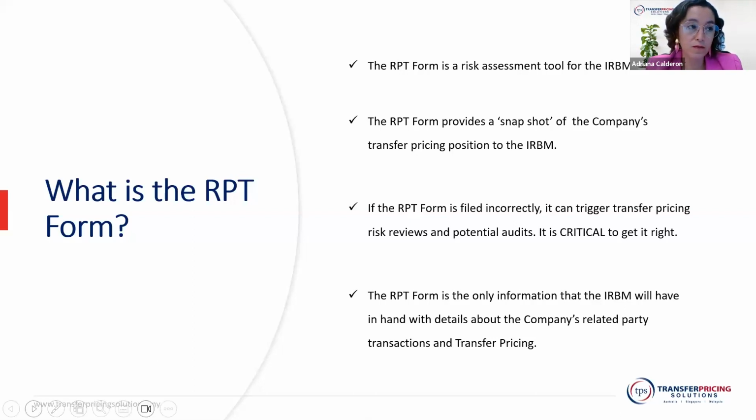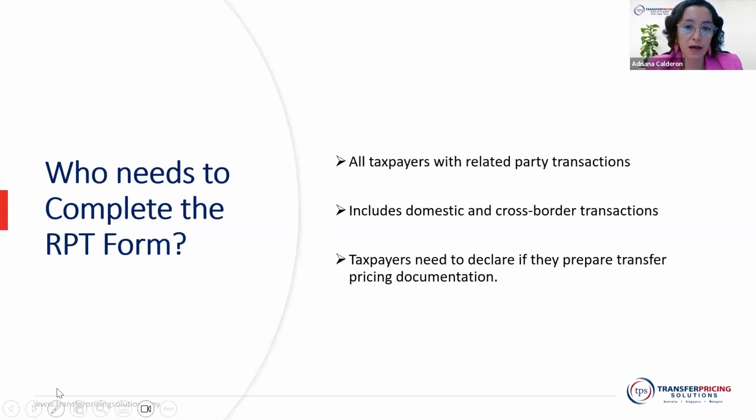Now, if we look at the moment in Malaysia, all taxpayers that enter into controlled transactions need to complete the related party form as part of the tax return. So this includes domestic and cross-border transactions. So not only cross-border, also domestic. And we'll see how it is declared.